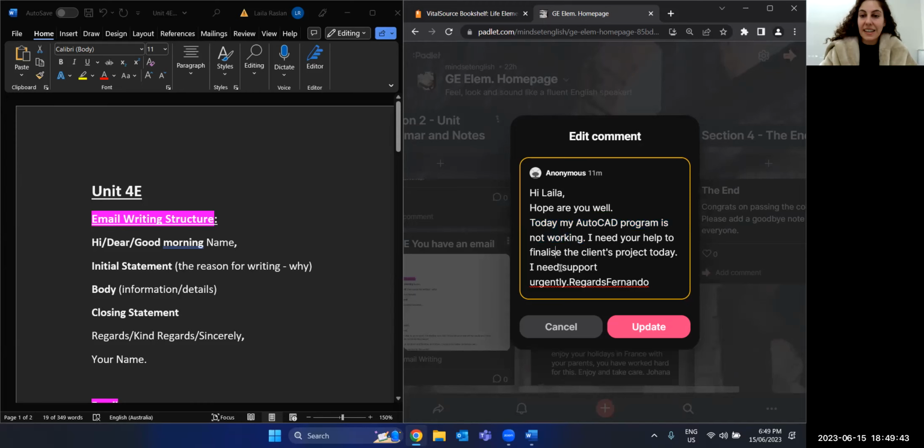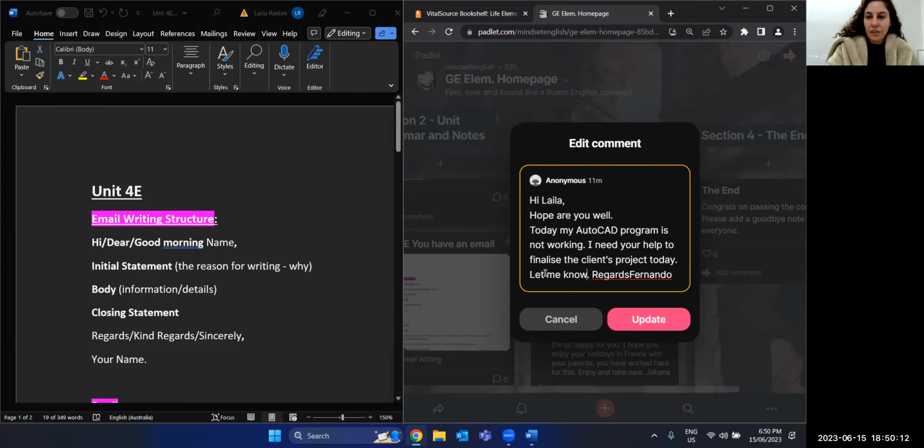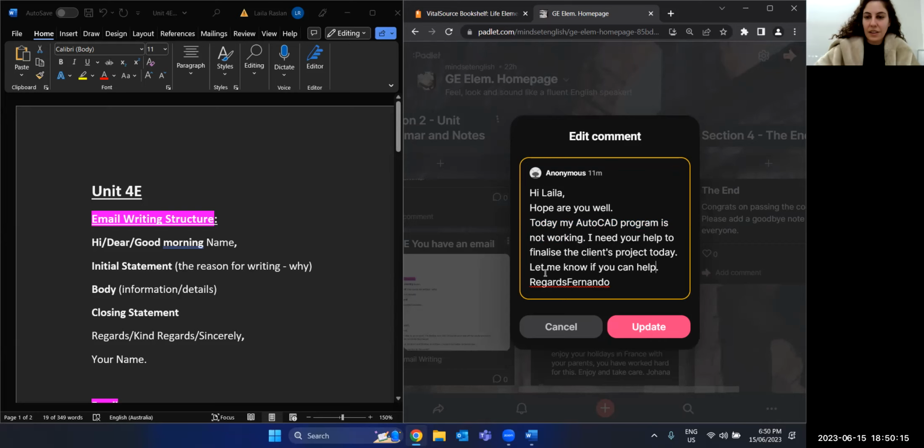Anytime you have ZE, change it to an SE for the Australian spelling or the British. So I need your help to finalize the client's project today. I need support urgently. I need your help. I need your support urgently. I might change this sentence similar to before. I need your help. I need it urgently. The very same sentence. So let me know if you can help.